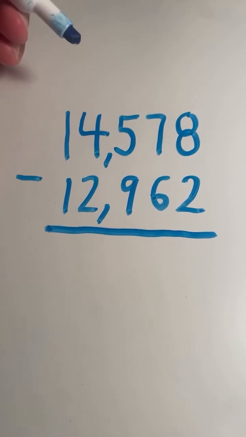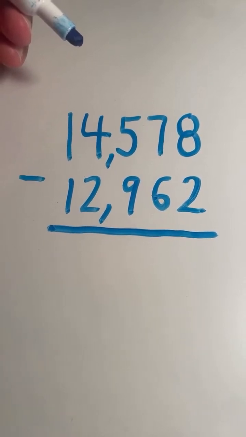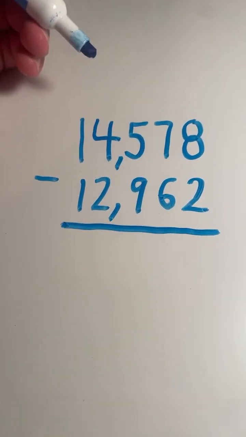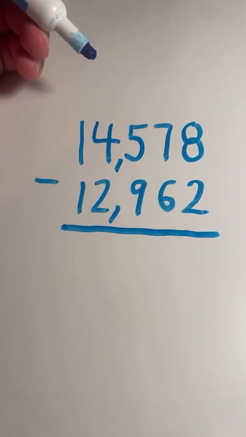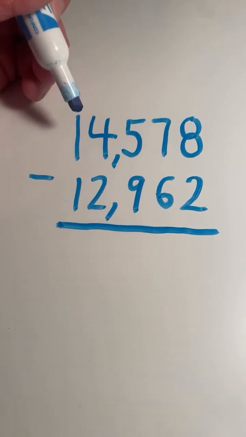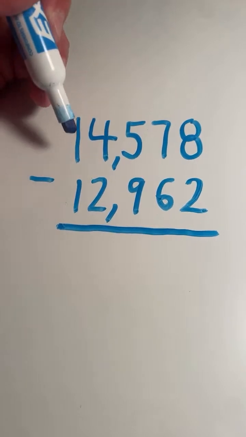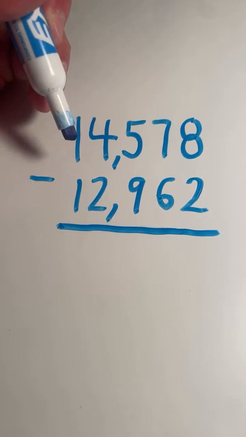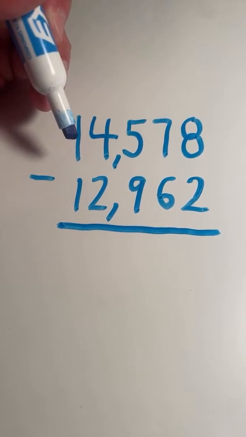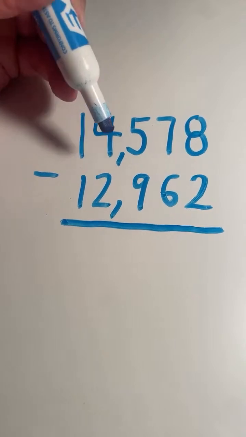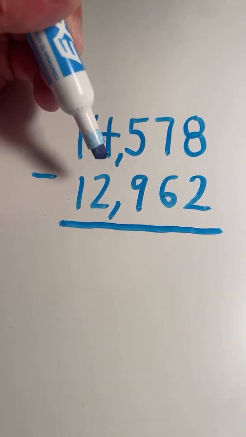So I'm going to go through the 10,000s place, the thousands place, the hundreds place, the tens place, and the ones place, and see if at any point the bottom digit is bigger than the top digit. So in the 10,000s place, both digits are the same, and that works. The digits can be the same. The only time it is an issue is if the bottom digit is bigger. In the thousands place, the top digit's bigger, so we're good. No need to regroup there.